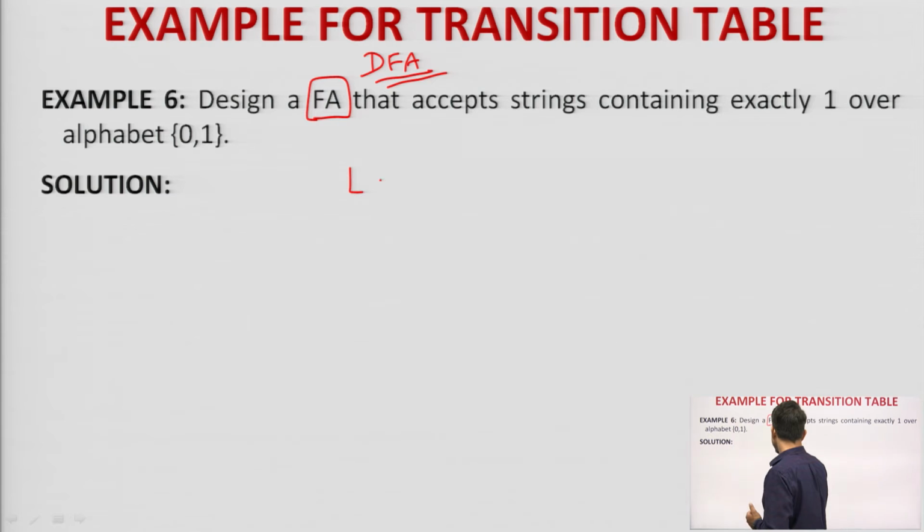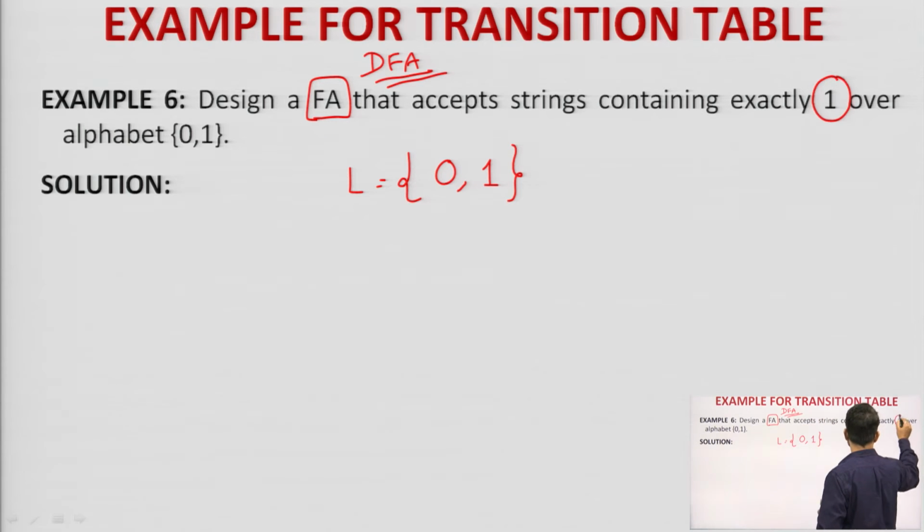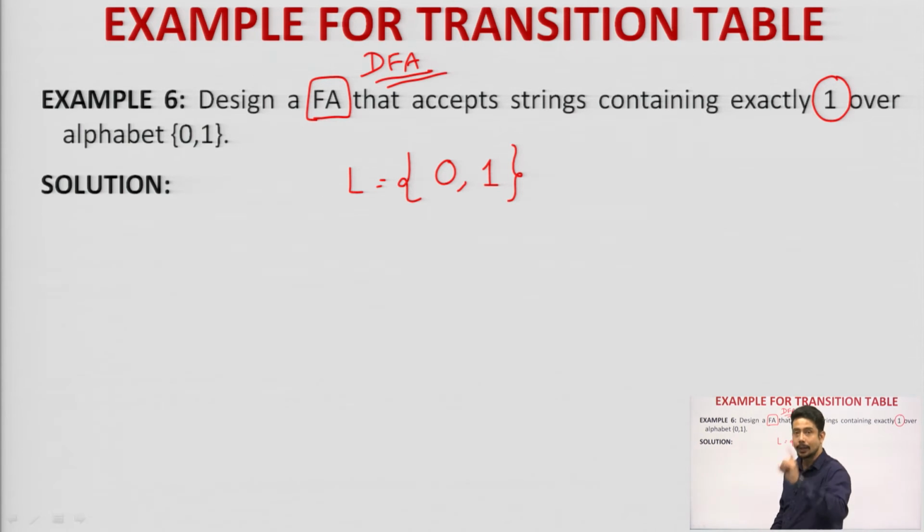It says design a finite automata that accepts strings containing exactly 1 over 0 and 1. So, exactly 1 means what? I need to concentrate on the 0 and 1 part, and I need to check that 1 should appear exactly 1 time. So, if I say a string with no 1, will it be accepted? No, it will not be accepted because 1 is not present. So, you need to concentrate and find out a few of the strings.